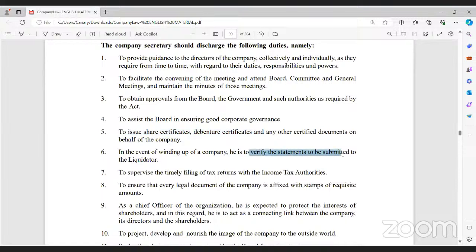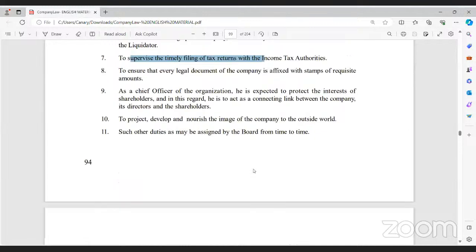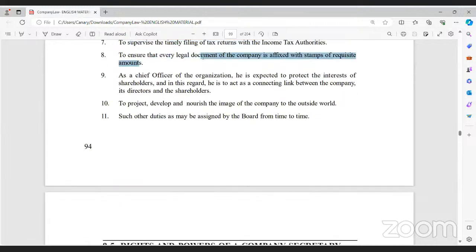Verify the statements to be submitted to the liquidator in the event of winding up of a company. Supervise the timely filing of tax returns. Ensures that every legal document is stamped. Acts as a chief officer of the organization also. Responsible to protect the interest of shareholders, company, directors, and outside world. To project, develop, nourish the company.